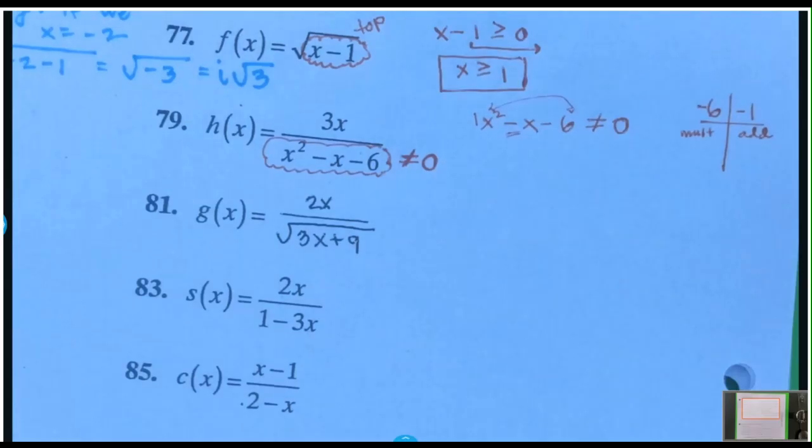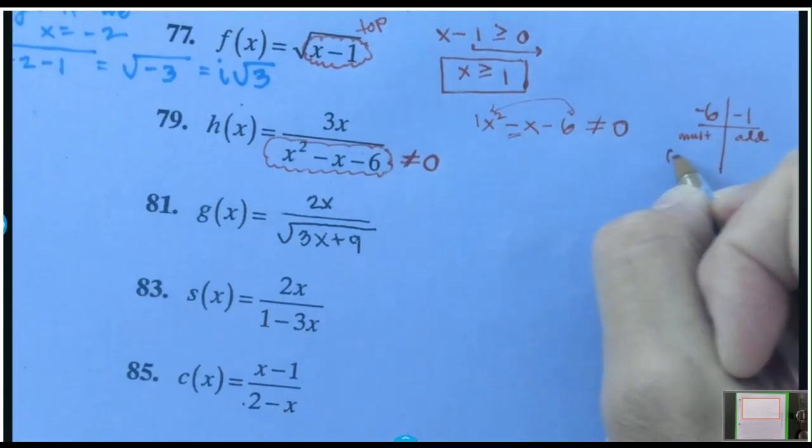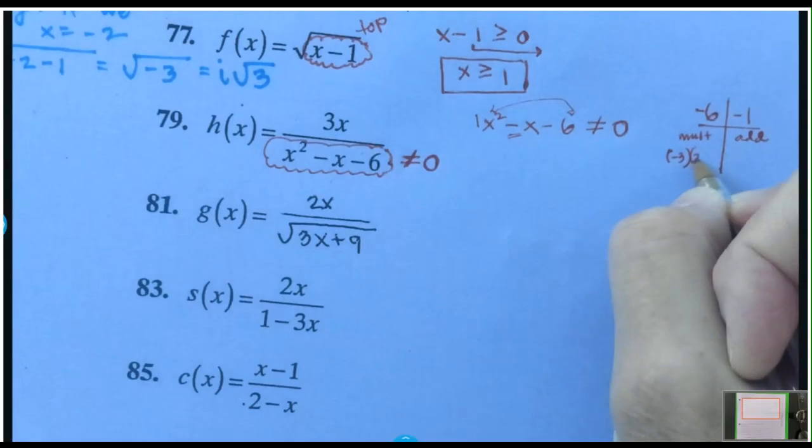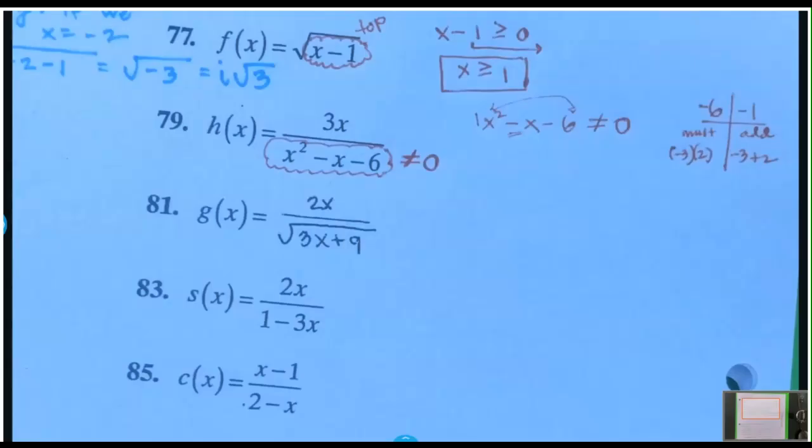Factoring is crucial. You have to be able to factor, and you have to be able to factor quickly. So not a 5-minute factoring every time you come onto a trinomial. All right, so what will multiply? Let's see. This would be a negative 3 times a positive 2, and this would be a negative 3 plus a 2.